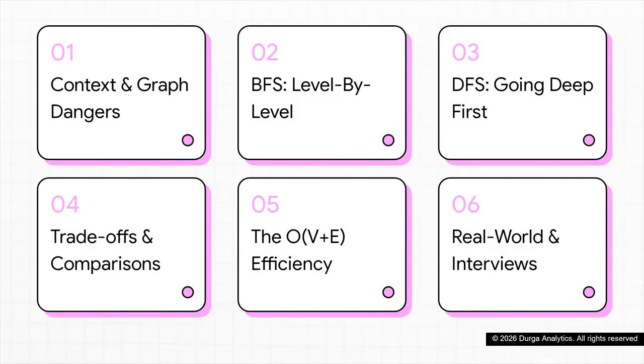All right, here is our roadmap for today's explainer. We've got 6 parts. First, context and graph dangers. Second, BFS, level-by-level search. Third, DFS, going deep first. Fourth, trade-offs and comparisons. Fifth, the O of V plus E efficiency. And finally, number 6, real-world and interview prep. Let's get to it.